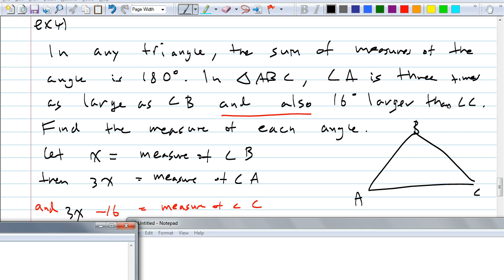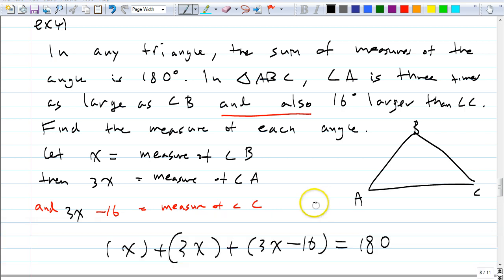Now, the equation is really simple because all you have to do is add up all the angles. They should equal 180. They told us in the very beginning, and we already knew that. Here's the equation. This is step 2, and step 3 is x plus 3x plus 3x minus 16 equals 180. This is the measure of angle A, measure of angle B, measure of angle C. You gotta add those 3 things together. Can you solve for x? And once you know x, can you figure out the rest? All you have to do is plug it in, right?